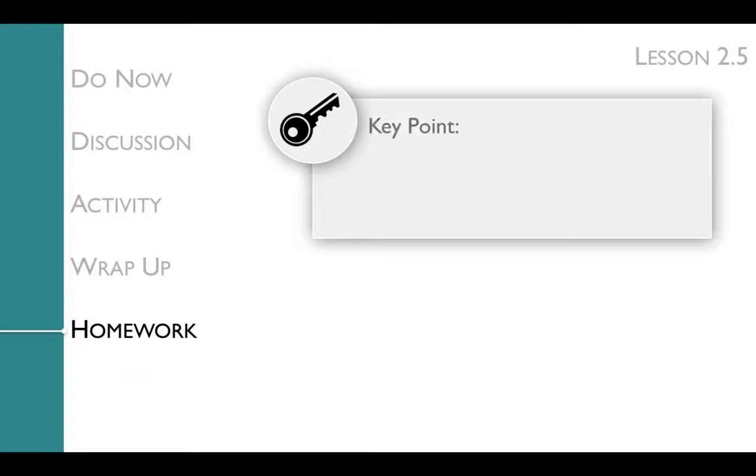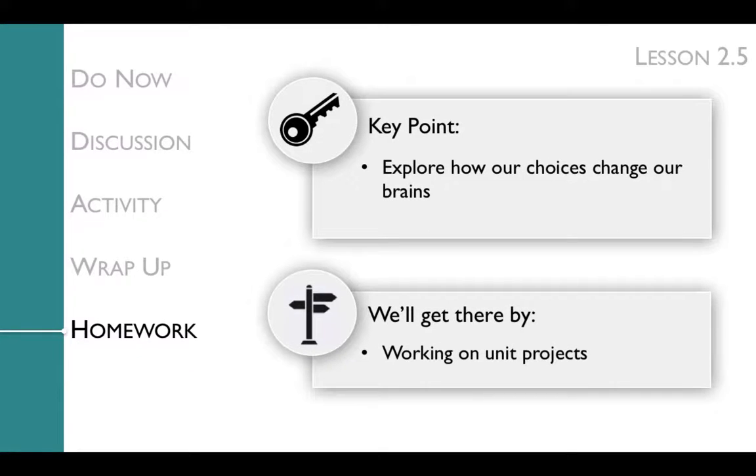The key point of the homework is to explore how our choices change our brains. We'll get there by working on unit projects. In the unit projects, students work independently or in small groups to research, describe, and present to the class how the different choices we make can change our brains. See the project section on our website for more information about the project and sample assignments and rubric sheets.